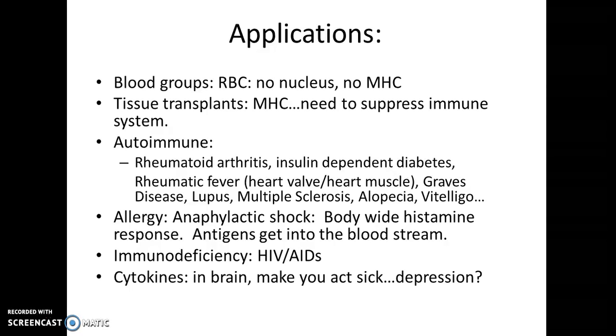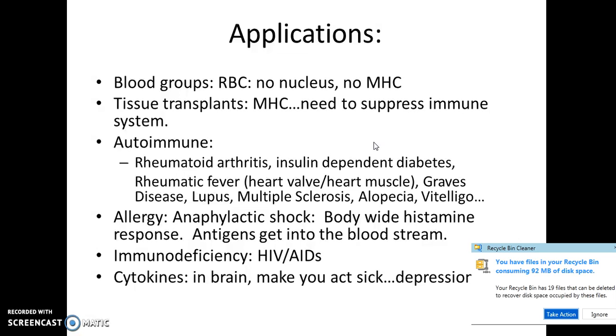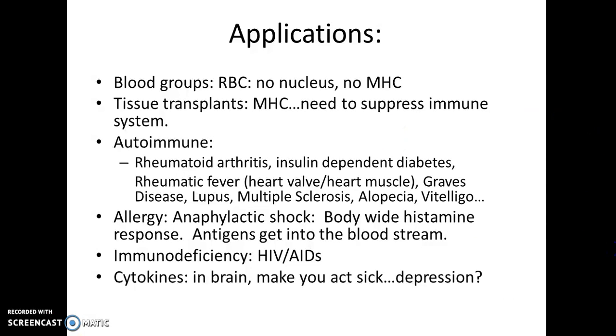Autoimmune diseases: rheumatoid arthritis, insulin-dependent diabetes, rheumatic fever, in which you attack your heart valves or heart muscle. Graves, you attack the thyroid. Lupus, you attack everything. All body systems are attacked by lupus. Multiple sclerosis, the myelin sheath on the nerves, and alopecia, skin cells, vitiligo. No, alopecia is hair cells. Vitiligo is melanin pigment cells.